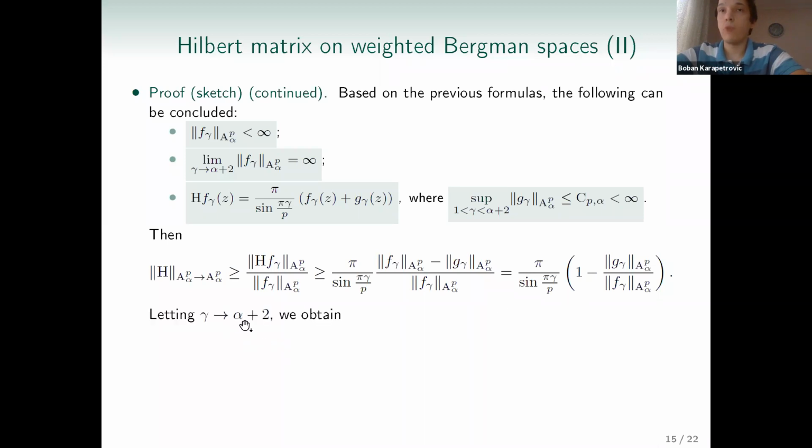Letting gamma go to alpha plus 2, this quotient goes to 0, since the norms of this function f_gamma go to infinity, and the norms of function g_gamma are bounded from above. So we obtain this lower bound of the norm of the Hilbert matrix on the weighted Bergman space A^p_alpha. And this completes the proof.